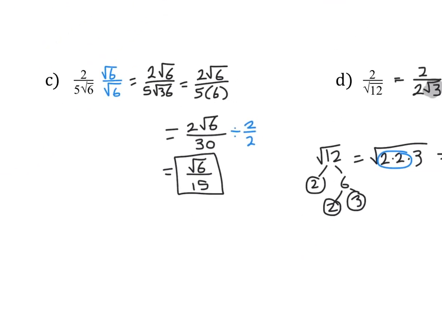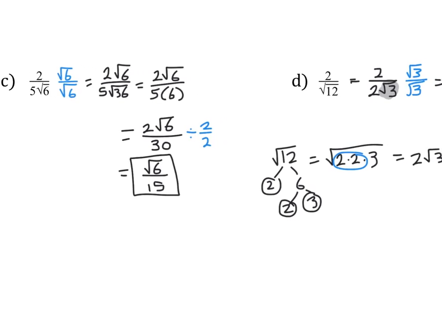For part C, remember we only multiply by the square root. We don't worry about the 5. So we multiply by root 6 over root 6. We end up with 2 root 6 over 5 times 6. And of course 5 times 6 is 30. And if you notice, we have a 2 and a 30. Both of those can be divided by 2. So we end up with root 6 over 15. 30 divided by 2 is 15.